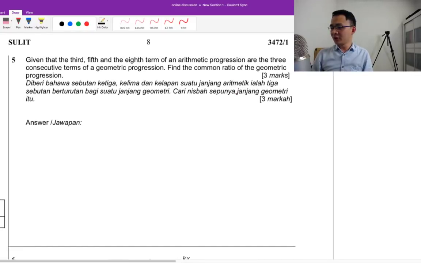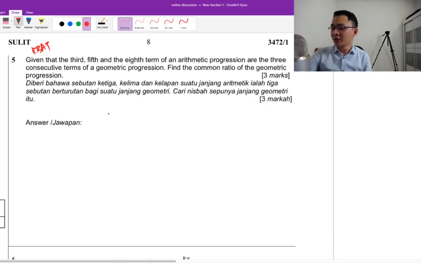Okay, so number 5. It's given the third, fifth, and the eighth term of the arithmetic progression are 3 consecutive terms of a geometric progression. Find the common ratio of the geometric progression. Okay, basically this question you want to find R. But then the difficult part about this question is they actually mix the AP and GP.